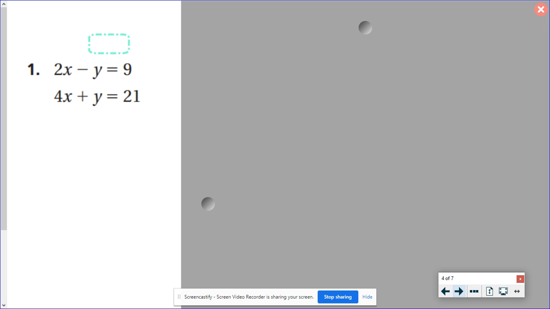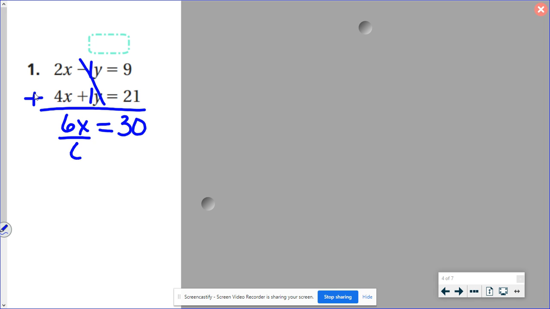So let's try a couple of these. I would recommend that you write these down as examples. In this problem, the y's are the opposite coefficients. Really, this is a negative 1y and a positive 1y. Notice I'm not doing a keep, change, change. You certainly can, but I'm hoping that you can see that those are both ones. One's a positive, one's a negative. When I add those y's together, they'll go away. So 2x plus 4x is 6x. And 9 plus 21 is 30. You know how to solve this.